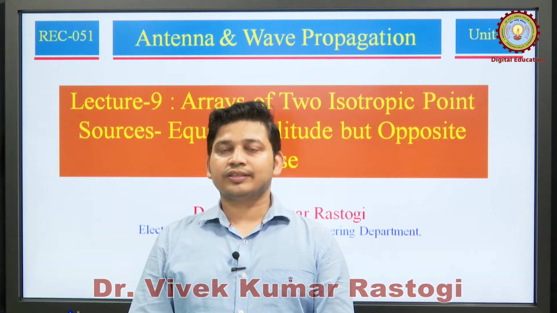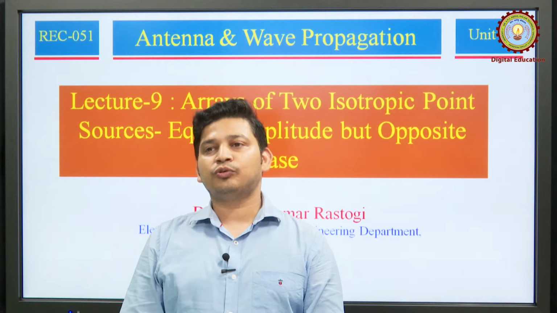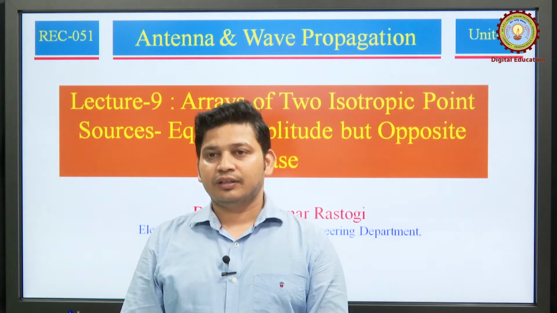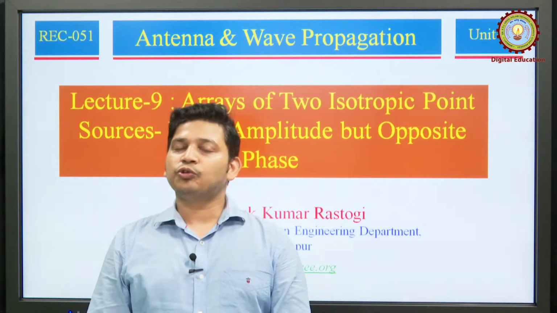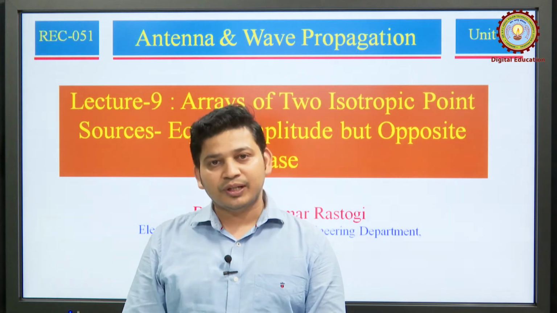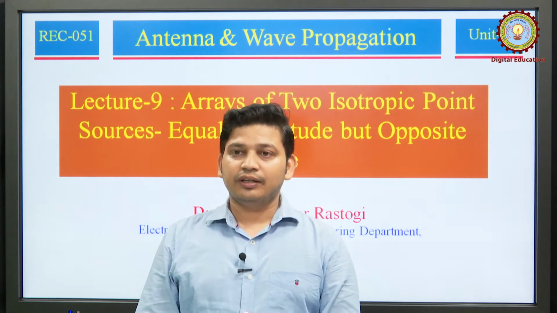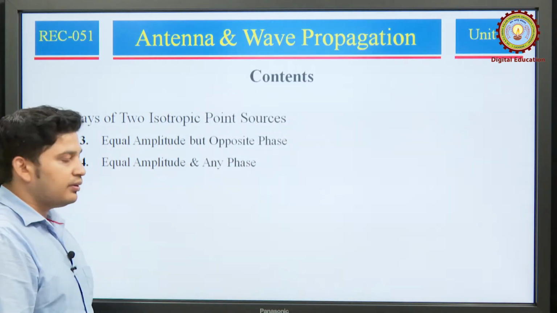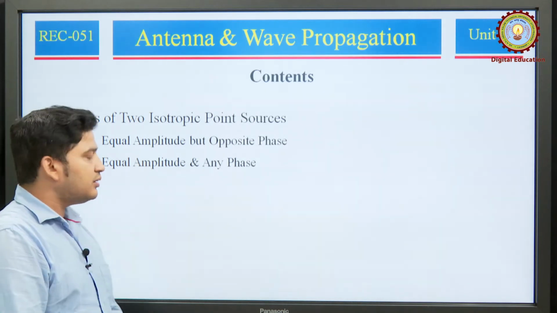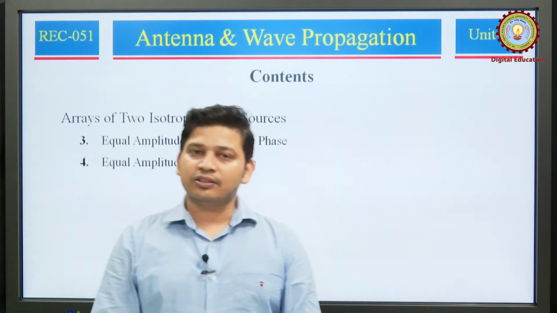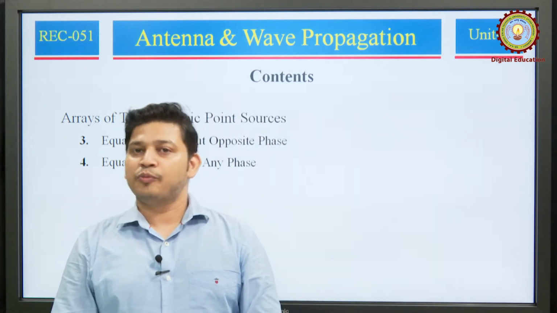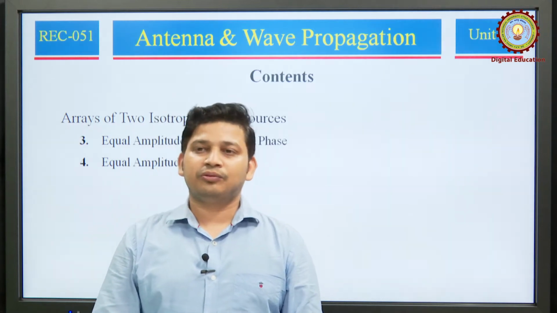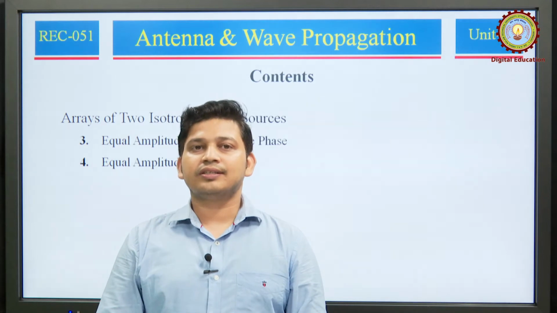Continuing from the previous lecture, we discussed the array of two isotropic point sources having equal amplitude and oscillating in the same phase. In this lecture, we are discussing an array of two isotropic point sources of equal amplitude but opposite phases. So, the content is equal amplitude and opposite phase, and second, we discuss any phase, because it is also important to discuss. Sometimes the numerical asked is for a phase shift of 90 degrees, 180 degrees, 3 pi by 2, and so on. So, it is important to discuss this topic.